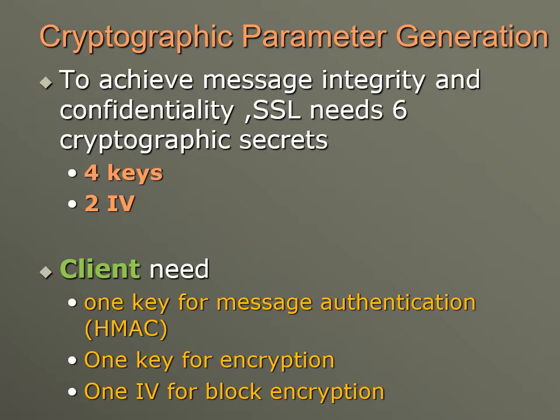Similarly, the server needs the same. So 3 secrets are required by the client, that is 2 keys and 1 initialization vector. And similarly, 3 secrets, that is 2 keys and 1 initialization vector, are required by the server. SSL requires that the keys for one direction be different from those for the other direction. So it means client and server require different keys, and if there is an attack in one direction, the other direction is not affected. The parameters are generated using a procedure.